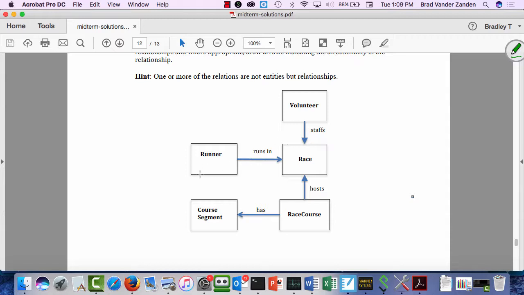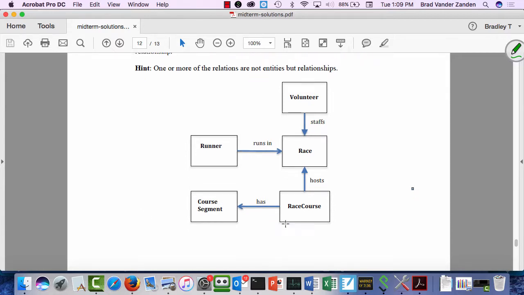The other common miss was forgetting about course segment. Okay, course segment is an entity, and race course consists of multiple segments.